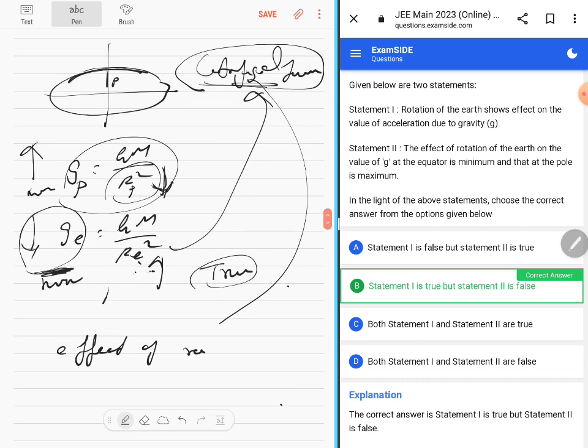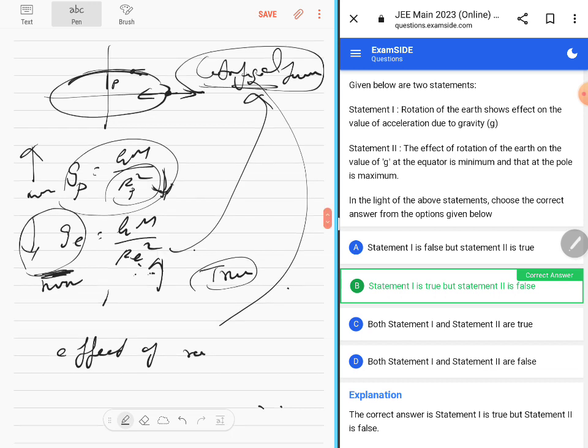Okay, let's look at this. Centrifugal force is acting away from the center. Centripetal is acting towards the center. Near the poles it will be smaller, and at the equator it will be bigger. R is greater at the equator. The centripetal force formula is mv square by R. R at the poles is lesser, so the centripetal force effect is more.